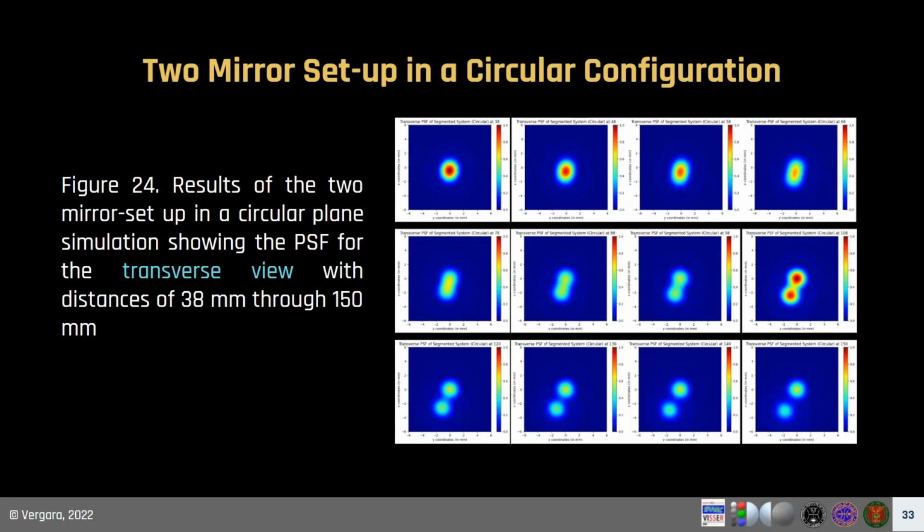Can you show the circular and parabolic results?